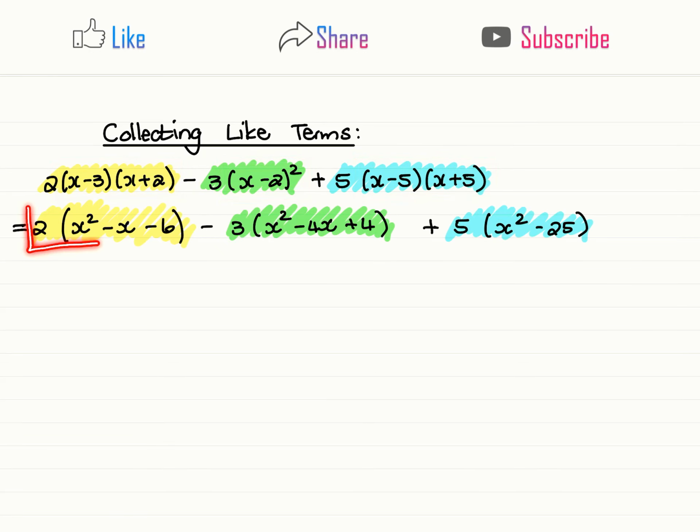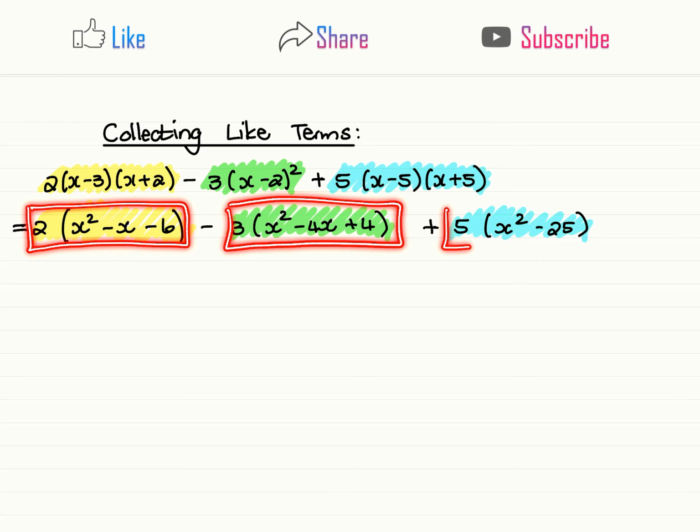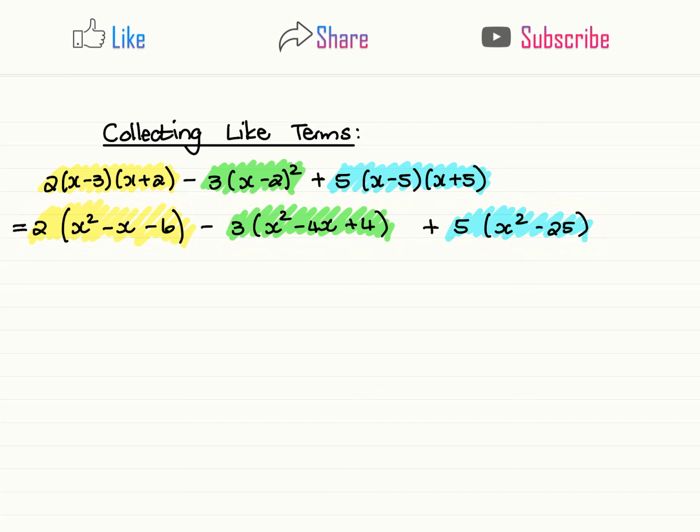In our previous videos on algebra and binomials, we have learned how to multiply out these brackets. So in the yellow part, we are left with 2 times (x squared minus x minus 6). And when we expand (x - 2) squared, we are left with negative 3 multiplied with (x squared minus 4x plus 4).